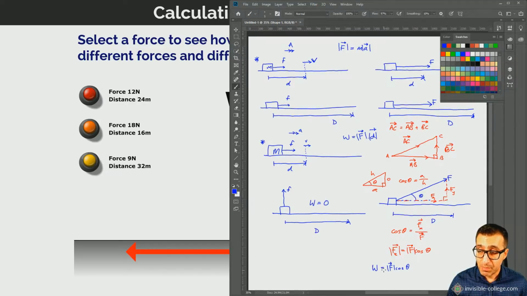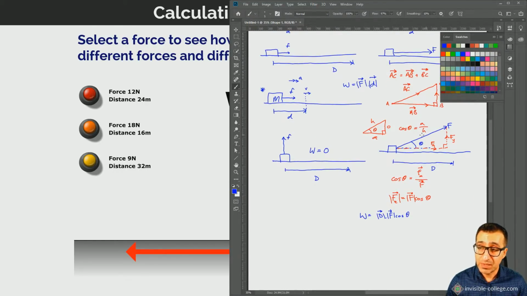Now this is multiplied by the magnitude of the displacement. So we can write an expression here. Let's make a bit more space on this side. So work done is equal to the magnitude of the displacement multiplied by the magnitude of the force times cosine theta. So what does this mean then?